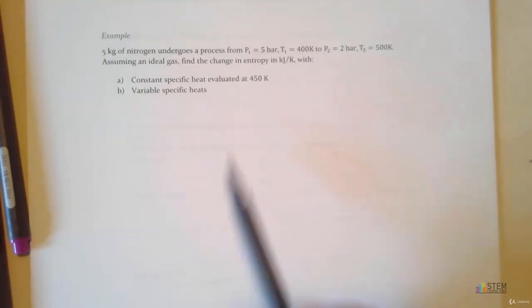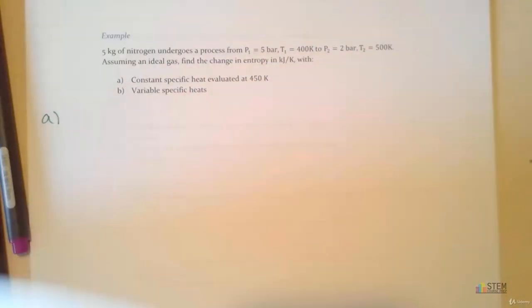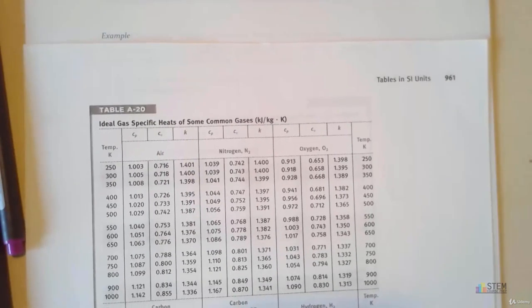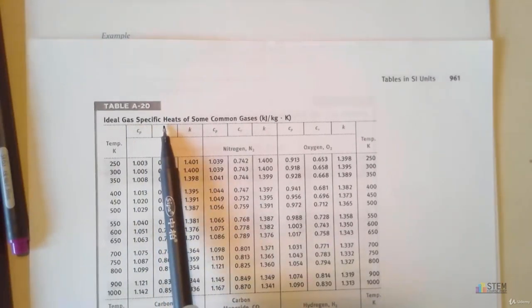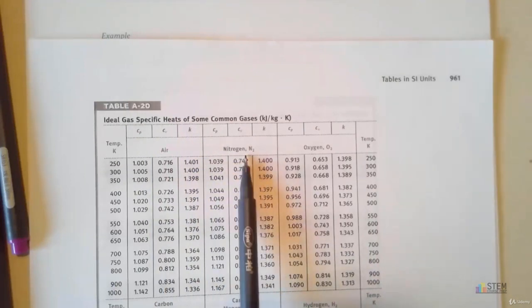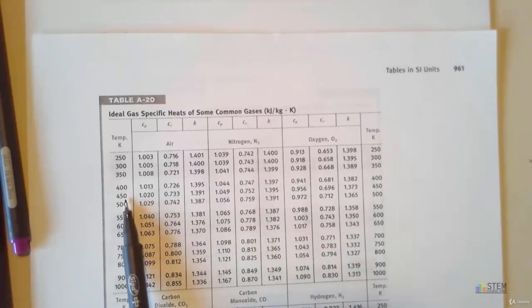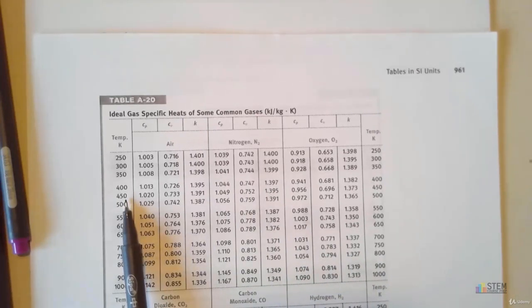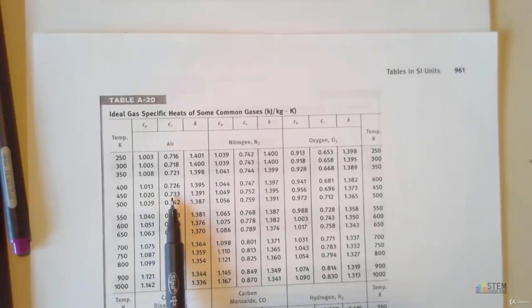First thing we're going to do, part A here, we got to go to our table. You're going to go to table A20 if you're using the Moran tables, and this will be the ideal gas table for the specific heats for nitrogen. All right, it's got other substances. We're obviously going to focus on this one. And temperature is on this left side. Our temperature is at 450, so here is this. And you can see we've got CP right here and CV. Let's write those values down.